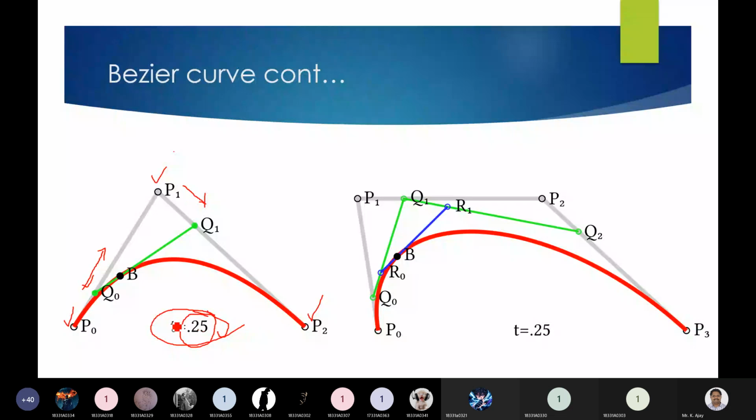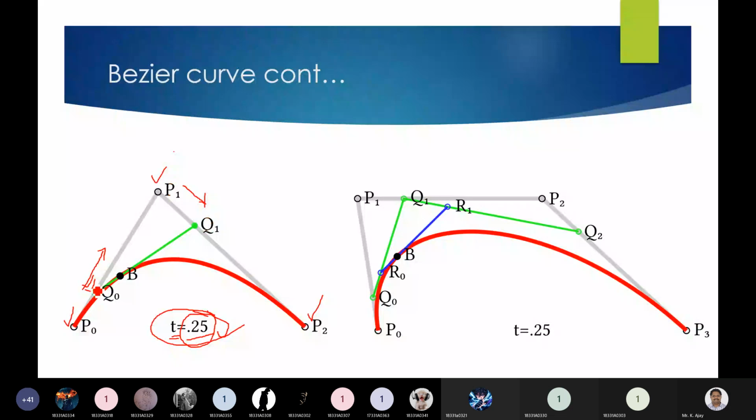So if the t value is 0, then q0 matches p0 and q1 matches p1. If t is equal to 1, then q0 matches p1 and q1 matches p2. So in between, what will happen? t varies from 0 to 1. For example, if t is equal to 0.25, nothing but 1/4, then q0 would be at 1/4 of the length of p0 p1. Similarly, q1 would be a point at 1/4 of the distance along the p1 p2 straight line.